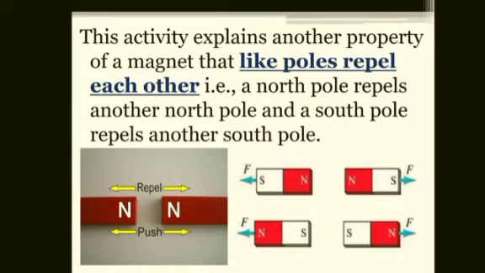You can see here in the picture, you can observe here. When both the magnets have the same north pole, it will get repelled, and if it is a south pole, it repels another south pole. From this we understand that like poles repel each other. That is, a north pole repels another north pole and a south pole repels another south pole.